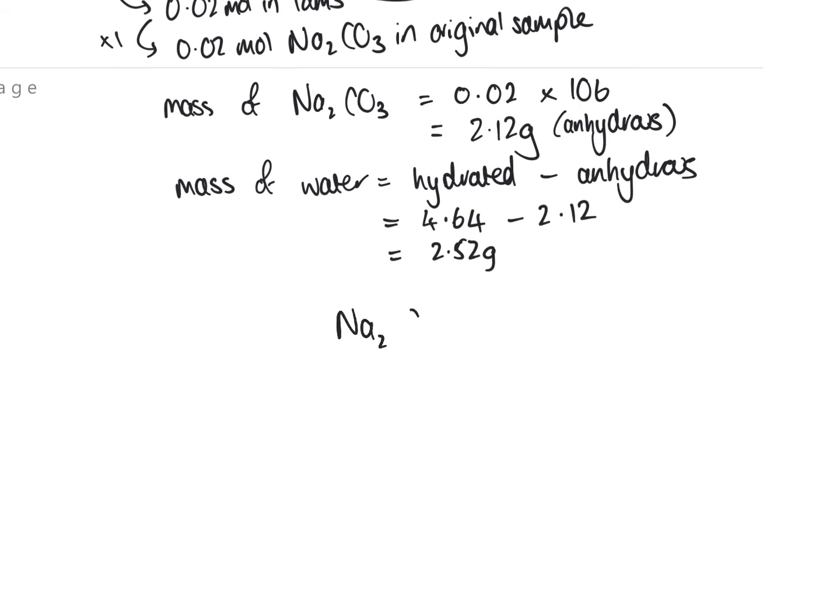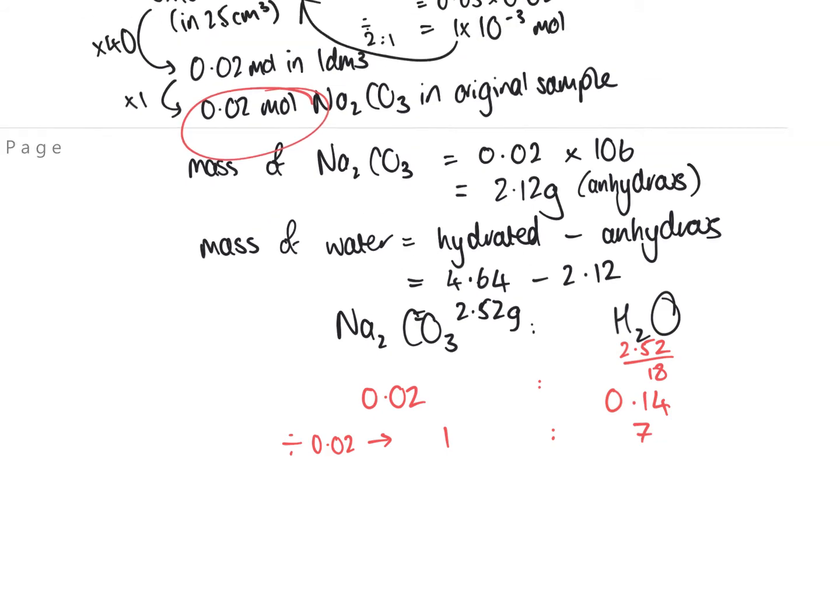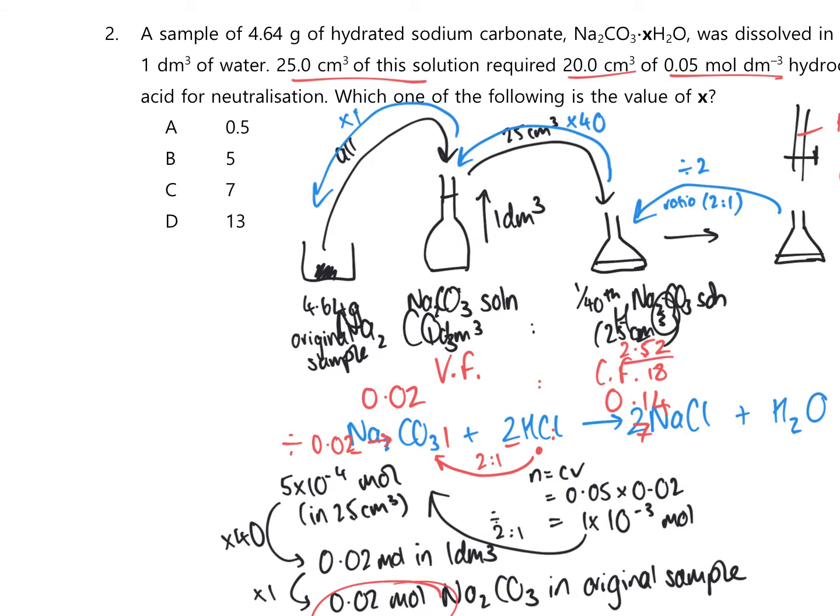We now need to work out our number of moles of water to get our ratio. So we put our anhydrous sodium carbonate to our water. We already know our number of moles of sodium carbonate. We worked it out up there, it was 0.02, or again you can do 2.12 divided by your RFM, and that's going to be in a ratio of your water, which is 2.52 divided by the RFM of water, which is 18, and that comes out as 0.14. Divide by your smallest number of moles, which is 0.02, and that goes to a ratio of 1 to 7. And so going right back to your question, your answer is C.